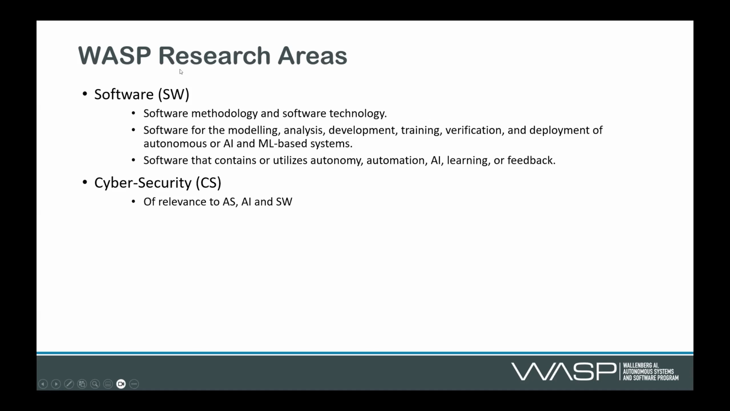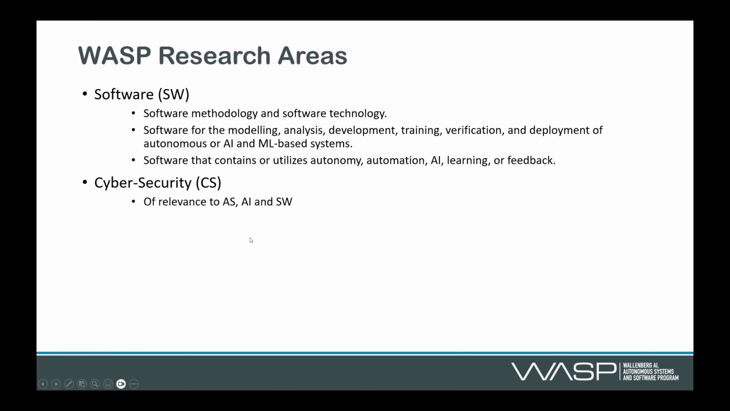Then we have the software part. Software methodology and software technology are both included. And it is either software for the modeling, analysis, development, etc., of autonomous or AI and machine learning-based systems. So using software for developing or analyzing these types of systems, or it is software that contains or utilizes the WASP techniques in autonomy, automation, AI, learning, feedback, and so on.